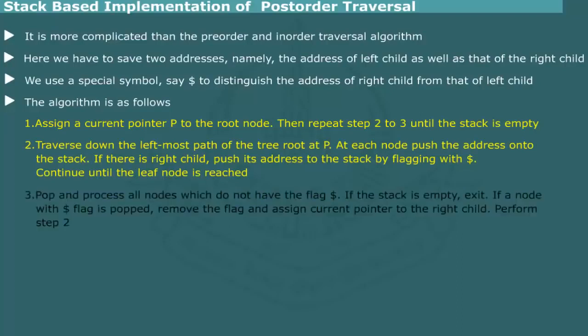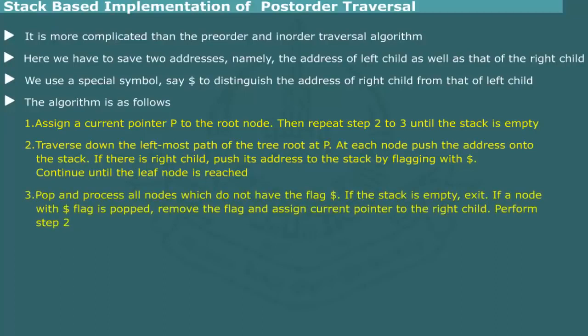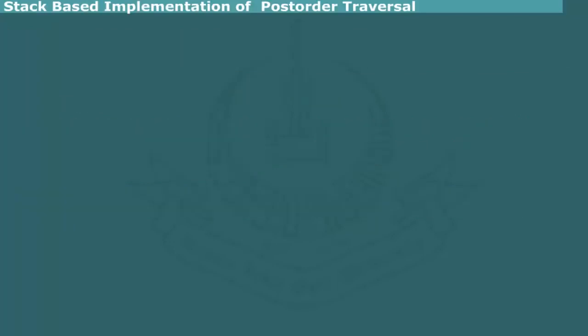Number 3. Pop and process all nodes which do not have the flag $. If the stack is empty, exit. If a node with $ sign flag is popped, remove the flag and assign current pointer to the right child. Perform step 2. Let us see how this algorithm is used to traverse a tree in post order.